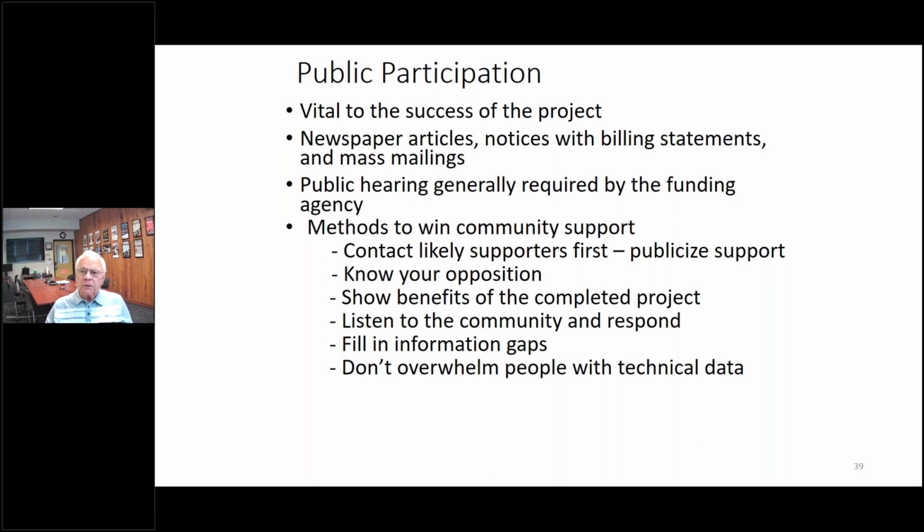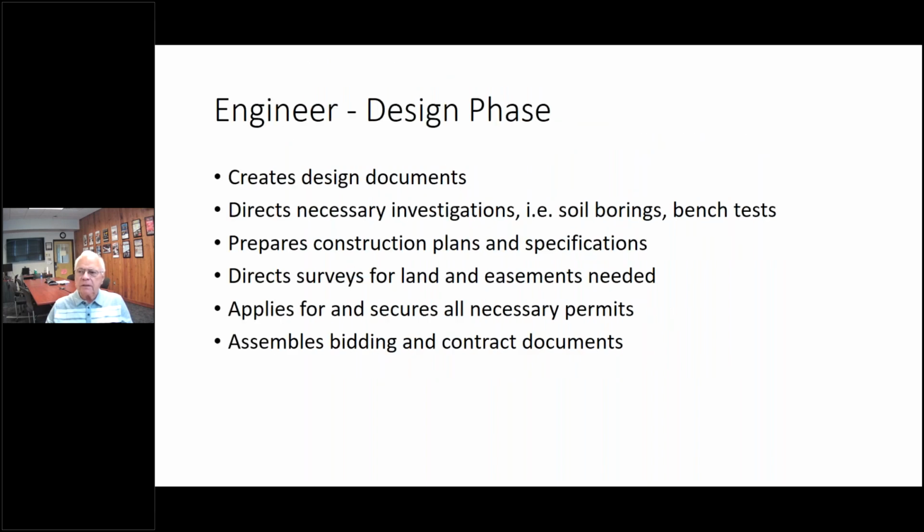Here are some listed methods. Contact your likely supporters first and publicize their support. Know your opposition. Show the benefits of the project. Listen to the community and respond. Fill in information gaps. Don't overwhelm people with technical data.